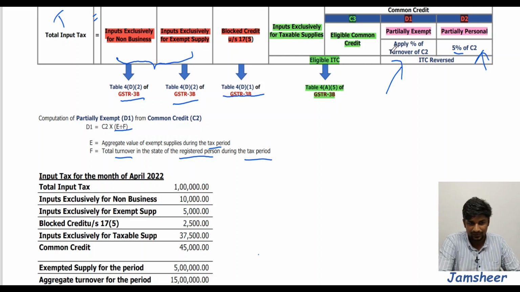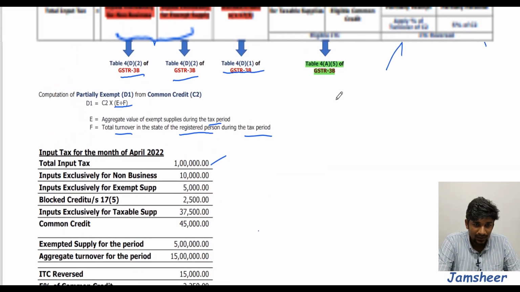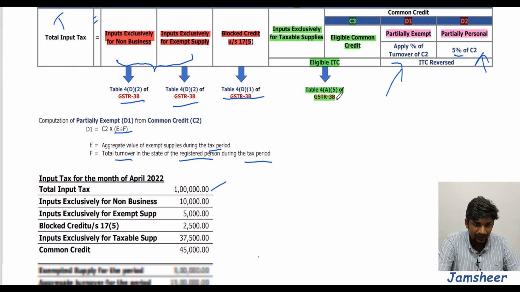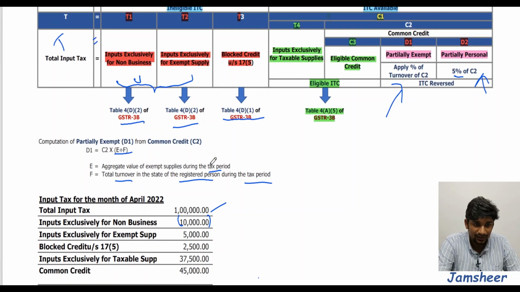That is the computation. Let us take an example of 1 lakh rupees of input tax credit for the entire period of April 2022. Under this, we can categorize into eligible and ineligible ITC. Inputs exclusively used for non-business purposes are ineligible ITC and have to be reduced. Inputs exclusively for exempted supplies also come under T2 ineligible ITC, which shall also be reduced by 5,000.